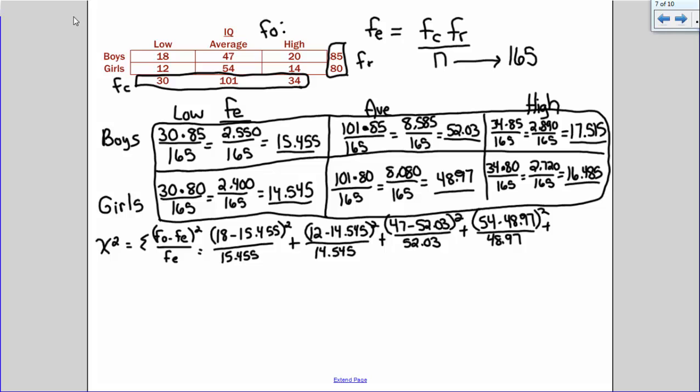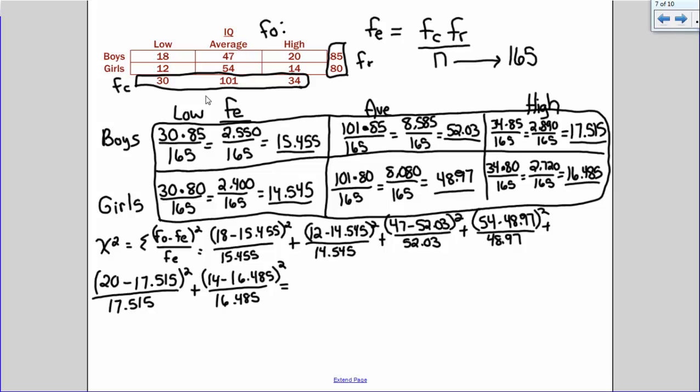And now we're moving on to the boys with a high IQ. So 20 minus 17.515 squared divided by 17.515. And then finally, girls with the high IQ, 14 is observed minus 16.485 expected squared divided by 16.485. Now, hopefully you know exactly where these numbers are coming from. They're coming from these two tables. And now you can see why it's so important to stay organized, right? This is kind of crazy.